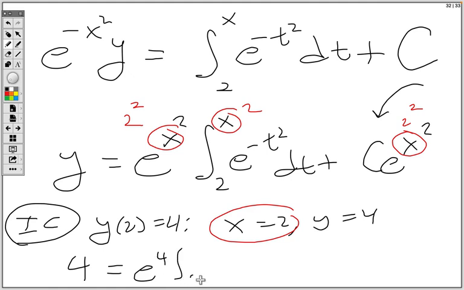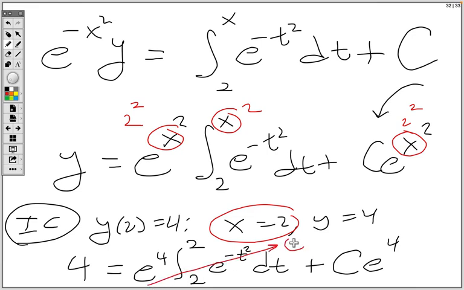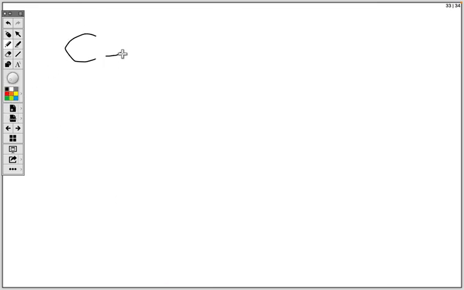So we literally rigged things to work out in our favor. C e to the 2 squared, which is 4. So this integral, which we don't know how to do, it doesn't matter, because it's going to zero out. And now I can solve for c. You follow?